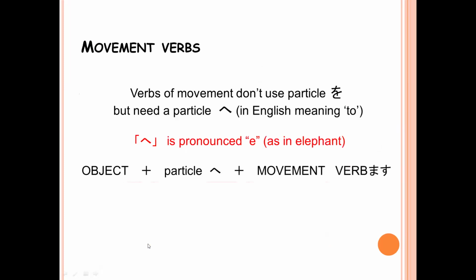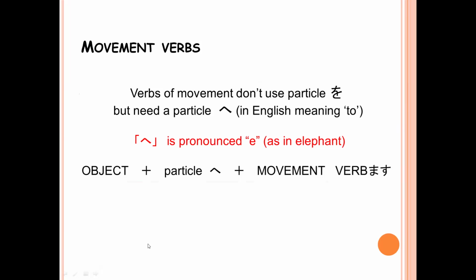Suppose there are actions which involve a movement verb. What do you mean by movement verb? Something is moving, or somebody is moving. In that case, you have to use the particle e in place of o. Verbs of movement don't use the particle o, but need the particle e, which in English means "to" or "towards" something. E is pronounced as the e in "elephant." So it is object plus the particle e, replacing o, plus the movement verb.